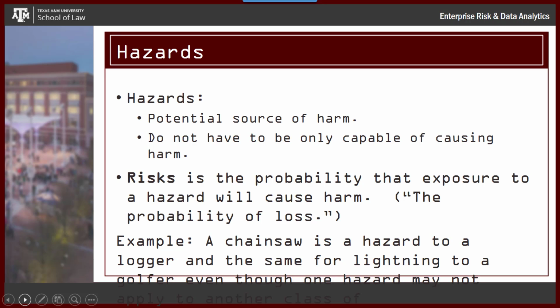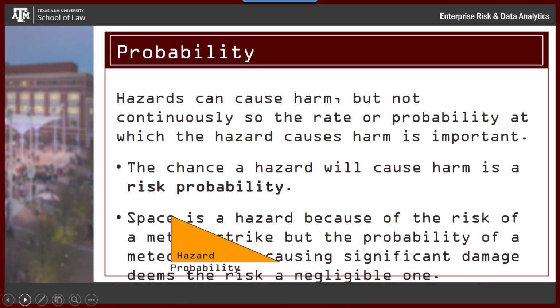You can't see all the slide here, but basically it says a chainsaw might be a hazard to one person, maybe a logger, but lightning may be a hazard to someone else. Potential sources of harm differ depending on what job we're doing. Hazards can cause harm, but not continuously. So what this is trying to say is it's dynamic. The rate of probability at which a hazard causes harm is important. It will change over time.